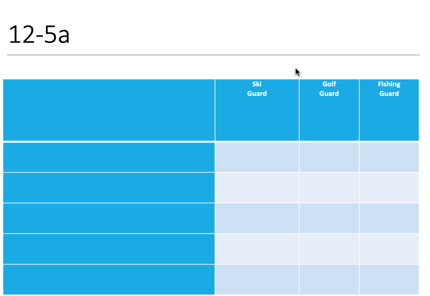Exercise 12-5 deals with a company that makes high-end hard-sided luggage for sports equipment. And they give us data for ski guards, golf guards, and fish guards. They give us the selling price, the variable cost. They tell us the amount of time that is required to make each of those products. And they also tell us the amount of plastic pellets that is required to make each of those products.